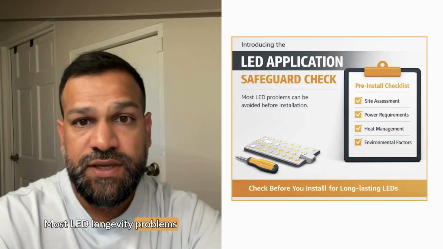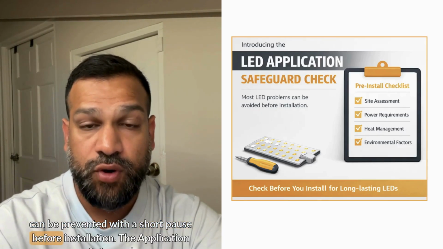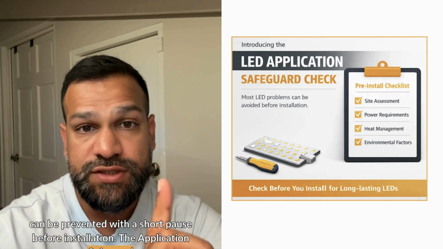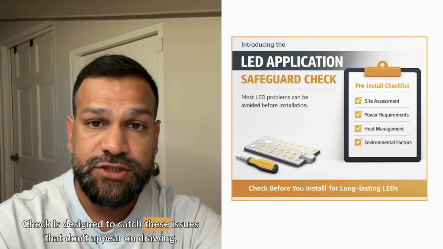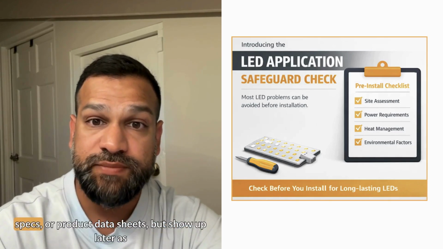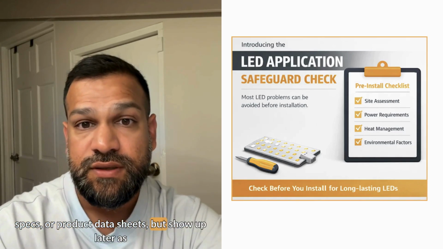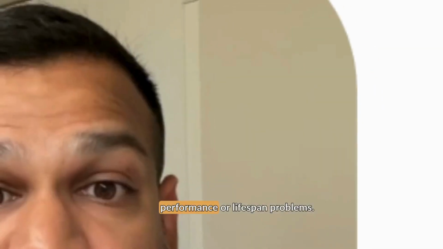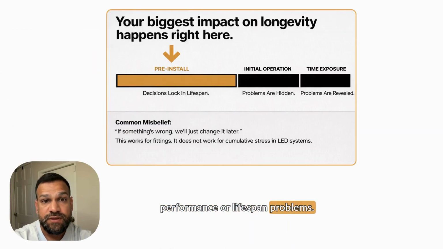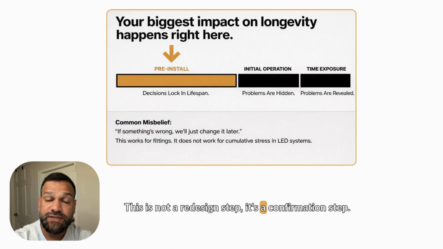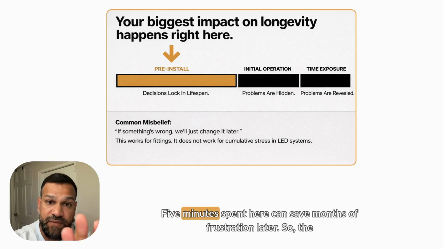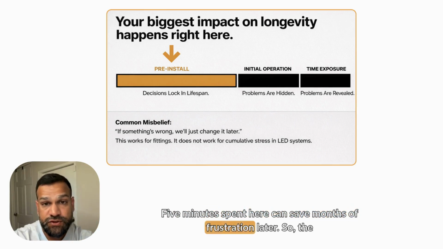Most LED longevity problems can be prevented with a short pause before installation. The application Safeguard Check is designed to catch these issues that don't appear on drawings, specs, or product data sheets, but show up later as performance or lifespan problems. This is not a redesign step, it's a confirmation step. Five minutes spent here can save months of frustration later.